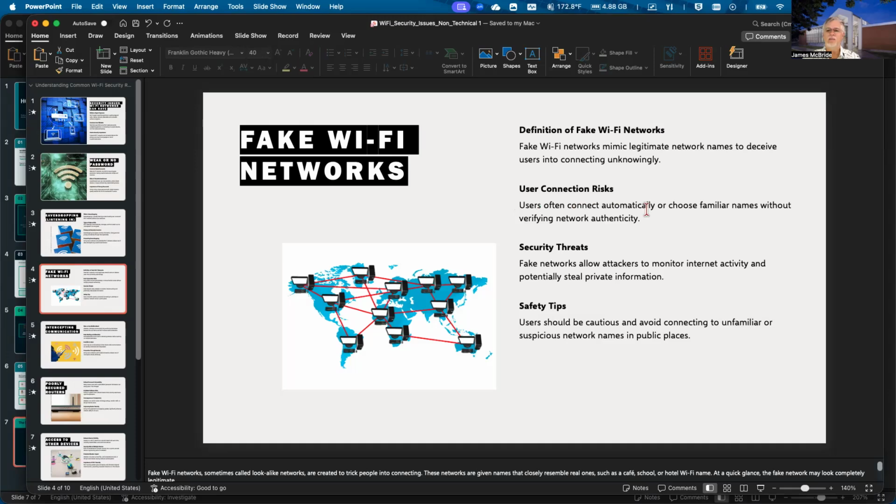Users often connect automatically or choose familiar names without verifying network authenticity. So, fake Wi-Fi networks, evil twins, that's what they're called. Basically, what happens is this is a very plausible scenario.